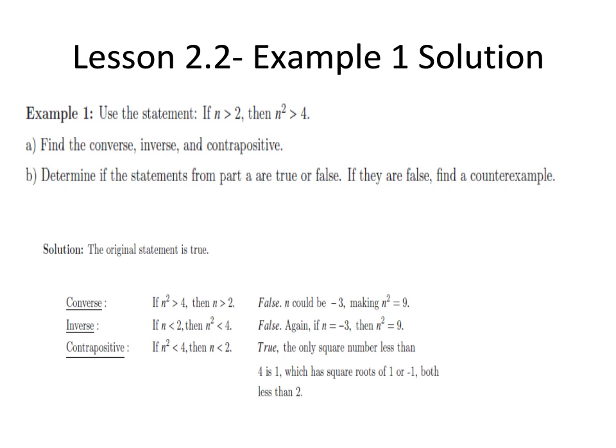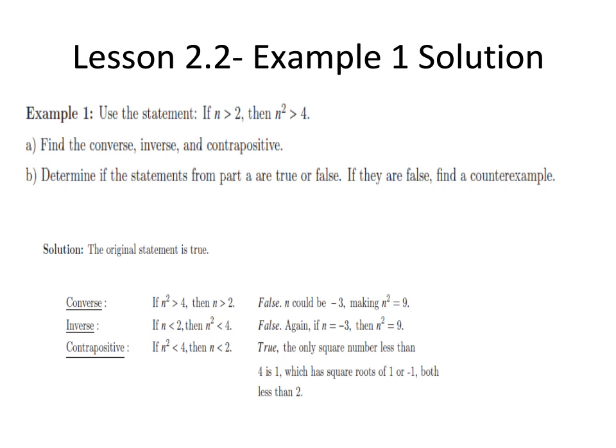The inverse of the original statement is if n is less than 2, then n squared is less than 4. This inverse is false because n could be a negative number that when squared would be greater than 4. An example would be -3. If n equals -3, n is less than 2, but when -3 is squared it equals 9, which is greater than 4.